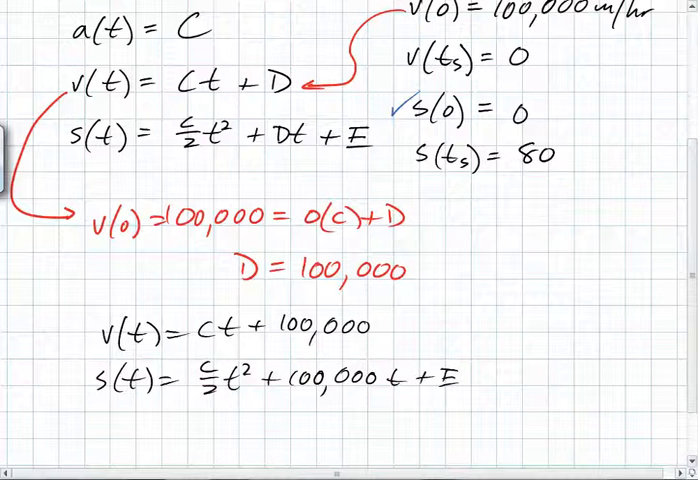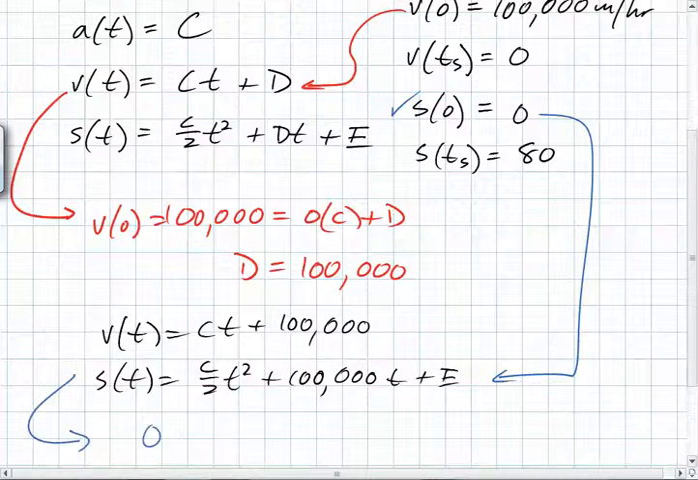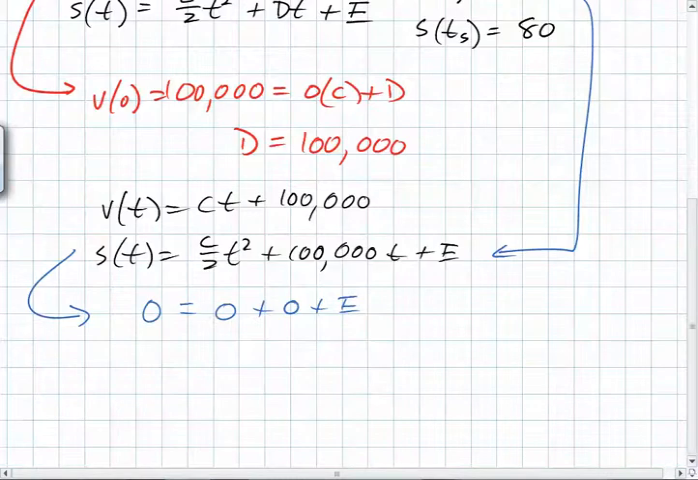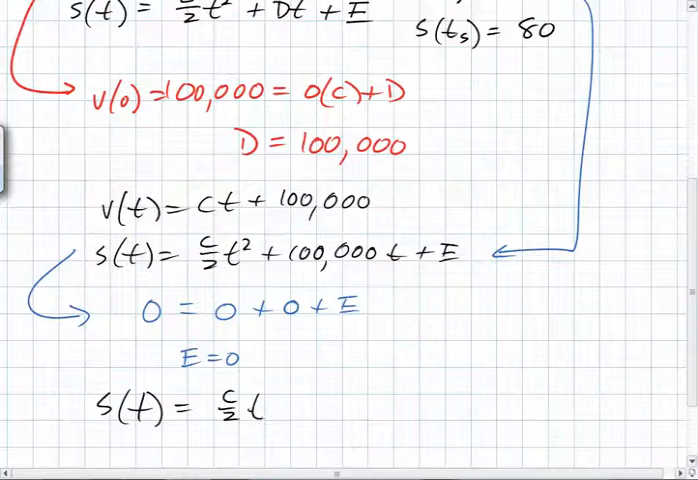S of 0. Where can we plug that in? We plug it in right here. And what does that tell us? 0 is equal to 0 plus e. So what does e equal? e equals 0. So now you rewrite immediately. So you know s of t is equal to c over 2 t squared plus 100,000 t.